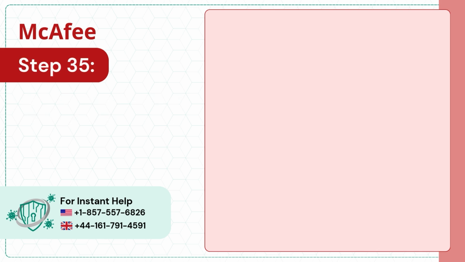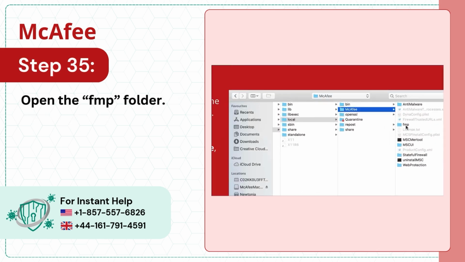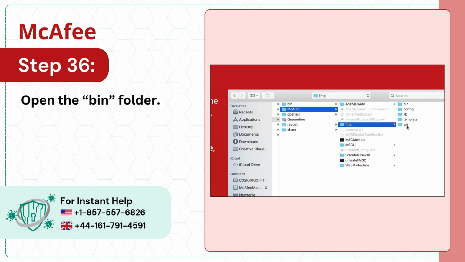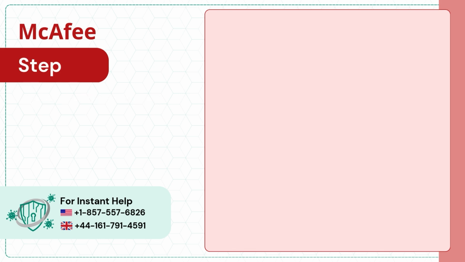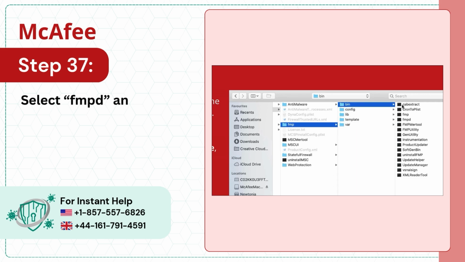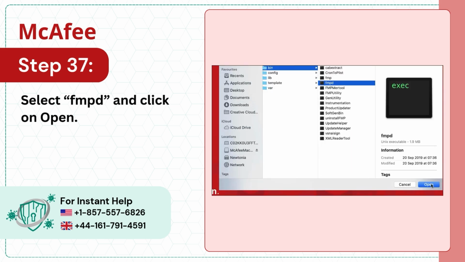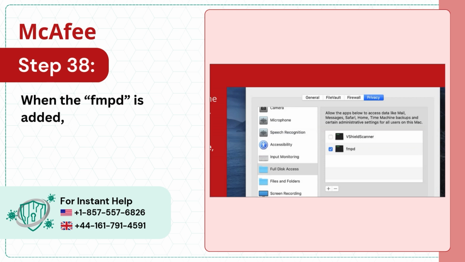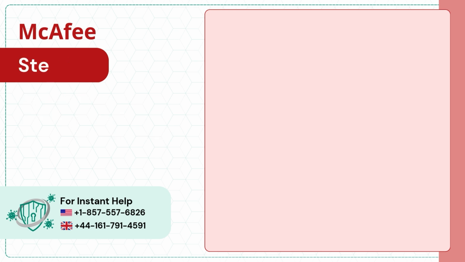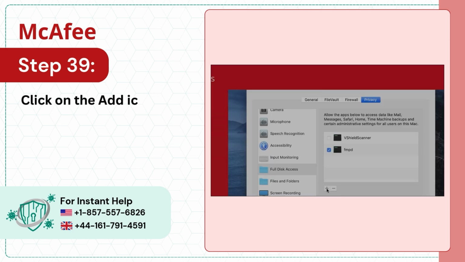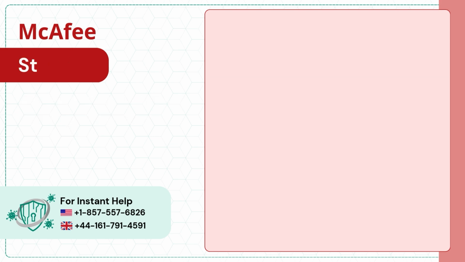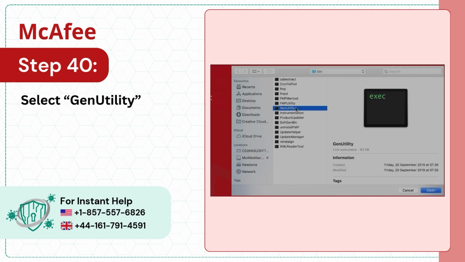Step 35. Open the FMP folder. Step 36. Open the bin folder. Step 37. Select FMPD and click on Open. Step 38. When the FMPD is added, make sure it shows a blue checkmark. Step 39. Click on the Add icon and again open the same bin folder. Step 40. Select Genutility and click on Open.